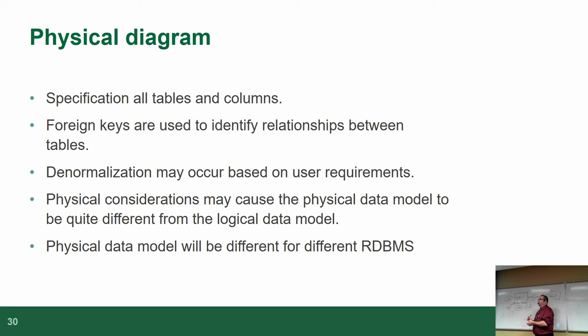And each database server may cause a physical data model to be different. For example, a physical data model for Postgres will be different than it is for a Microsoft SQL Server or MySQL. Why? Relationships aren't always enforced the same way. The data types are different. The definition of what something is allowed to be called may be different from one server to another. The physical diagram will change from server to server.